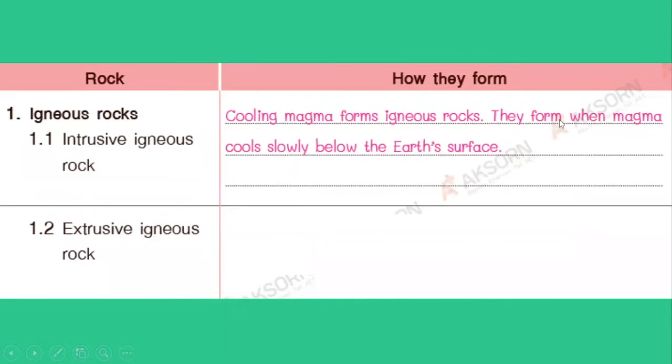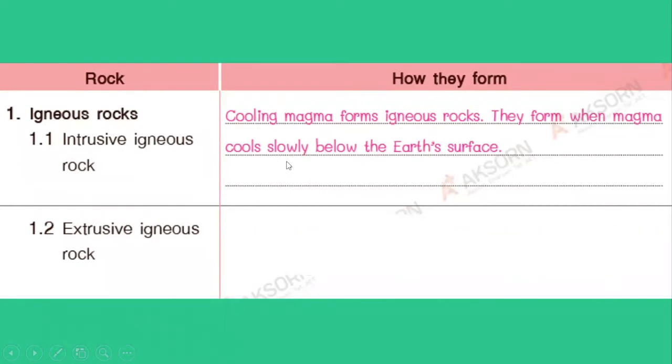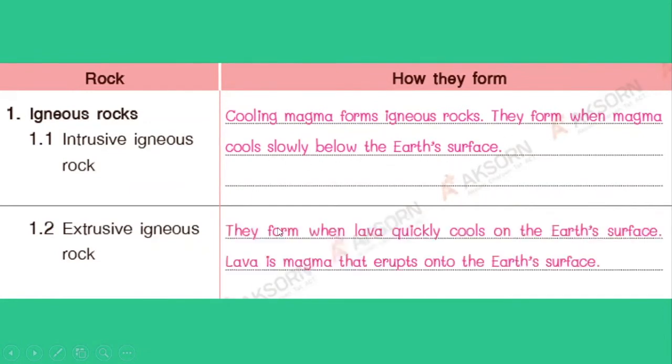They form when magma cools slowly below the Earth's surface. Cooling magma forms igneous rocks. They form when magma cools slowly below the Earth's surface, all right?